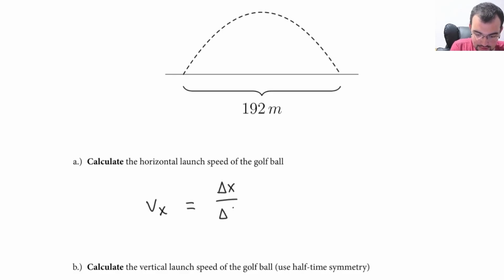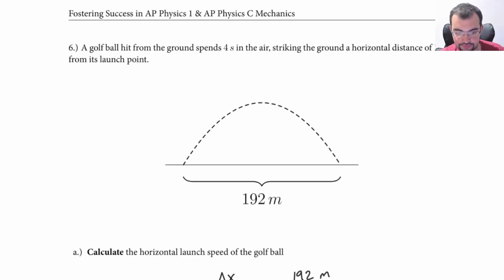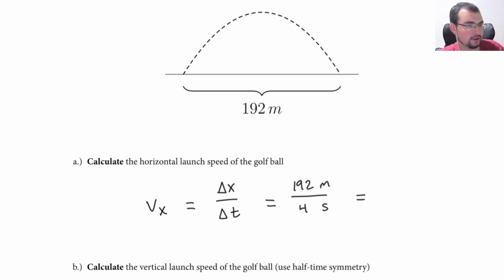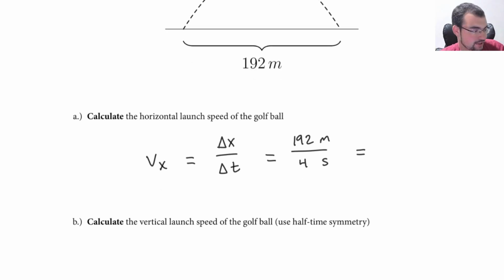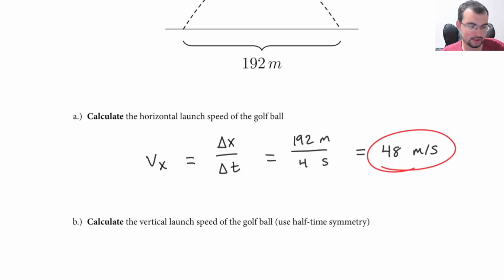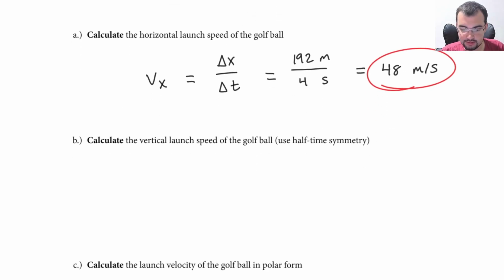X velocity is constant, so I just take change in x over change in t. I went 192 meters in 4 seconds. And I get something that I'm weak and need a calculator for. I'm going to guess it's 48. Absolutely. I would just hate to have to refilm because I'd get too confident in my mental math skills.